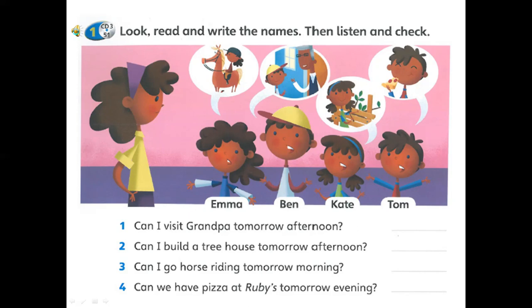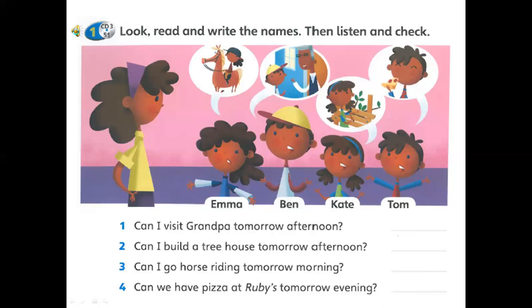Okay, so I hope now that you know who is Emma, and what Emma said, what Ben said, what Kate said, and what Tom said. So all of them use "can I" or "can we". It means they ask questions using can. Now let's see how to ask questions using can.